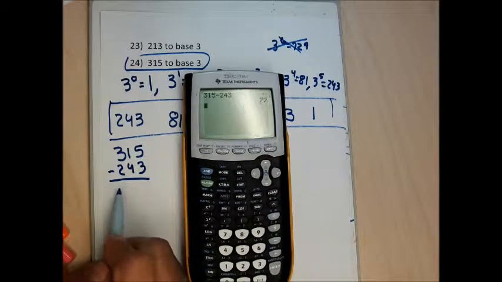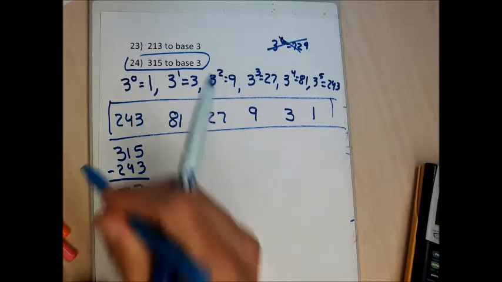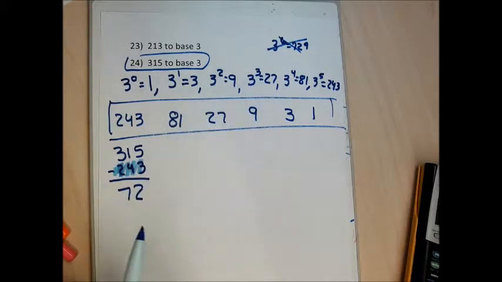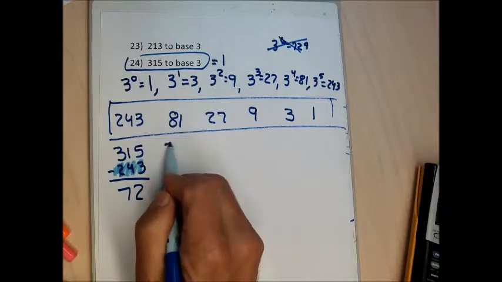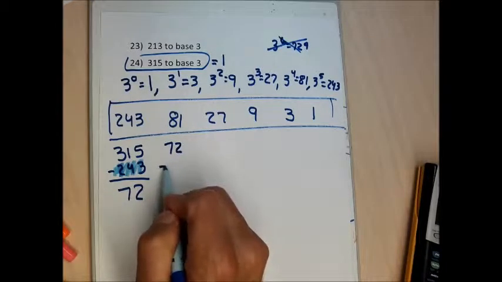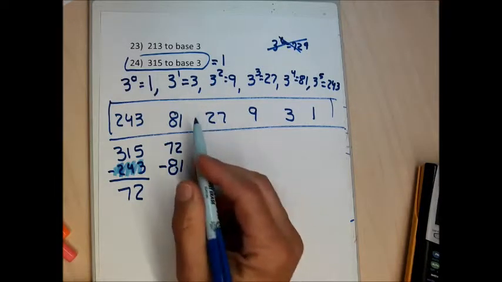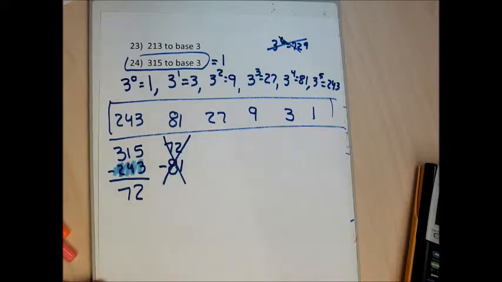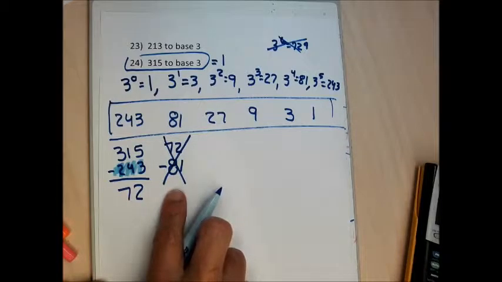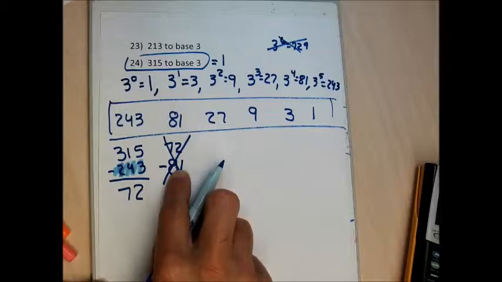I get 72, which is less than 243. Part of my answer to this problem is going to have the number 1. In fact, that's going to be the first number in my answer. I'm going to bring this 72 over, and I'd like to subtract 81. But I can't because 72 minus 81 would give me a negative. So I'm going to say I can't subtract that because I'm not allowed to go negative, and 72 minus the 81 that I'm asked to subtract would cause a negative.